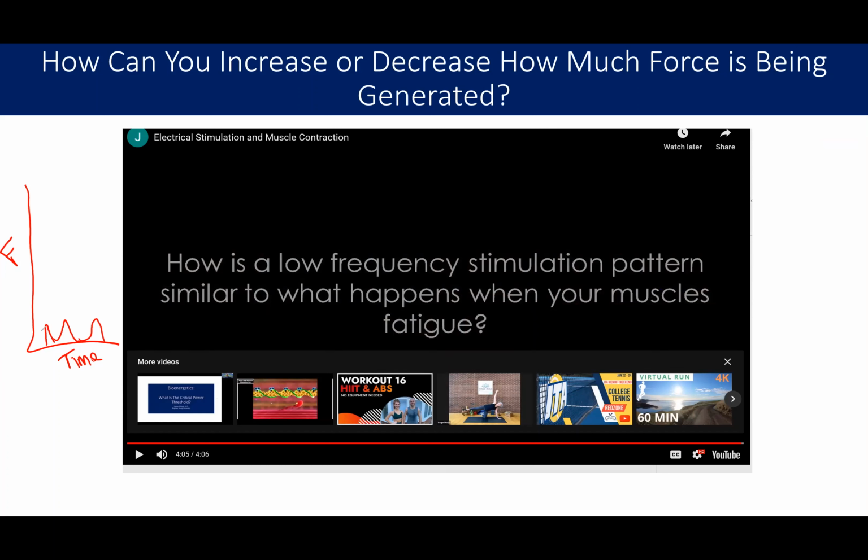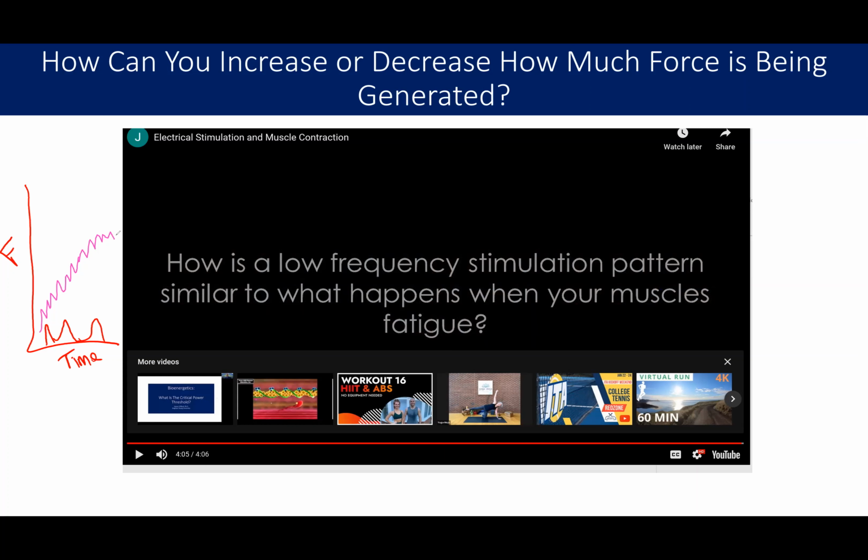So if I go more frequently, where I'm not waiting as long before it has a chance to go all the way back down, I'm adding another action potential and another release of calcium, another actin and myosin going like that. And so I can increase the force and increase the movement. So this first idea of how you can increase how much force is being generated is to increase the frequency of stimulation.